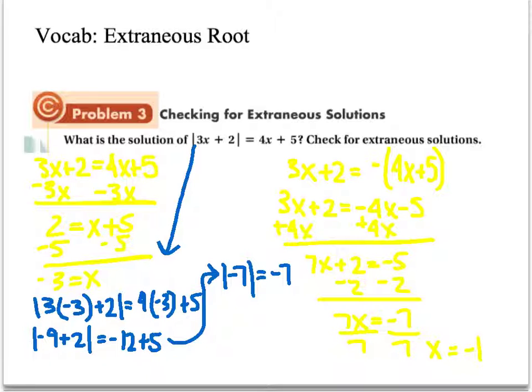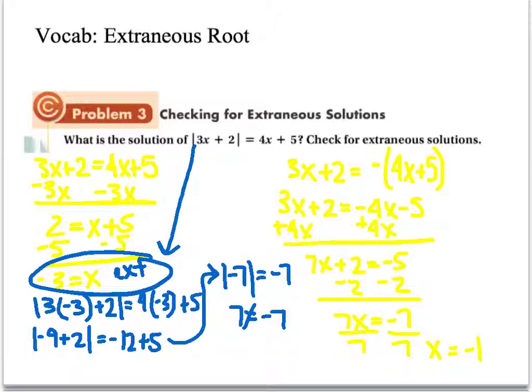What's the absolute value of -7? 7. Does 7 equal -7? No. Absolutely not. And since that's false, it doesn't work. It does not make the original true. So x equals -3 is an extraneous answer. So it's not actually an answer that we can use. If you usually circle the answers that you can use, you may not want to circle it because really that's saying, hey, we got x equals -3, but we can't use it because it doesn't make it true.